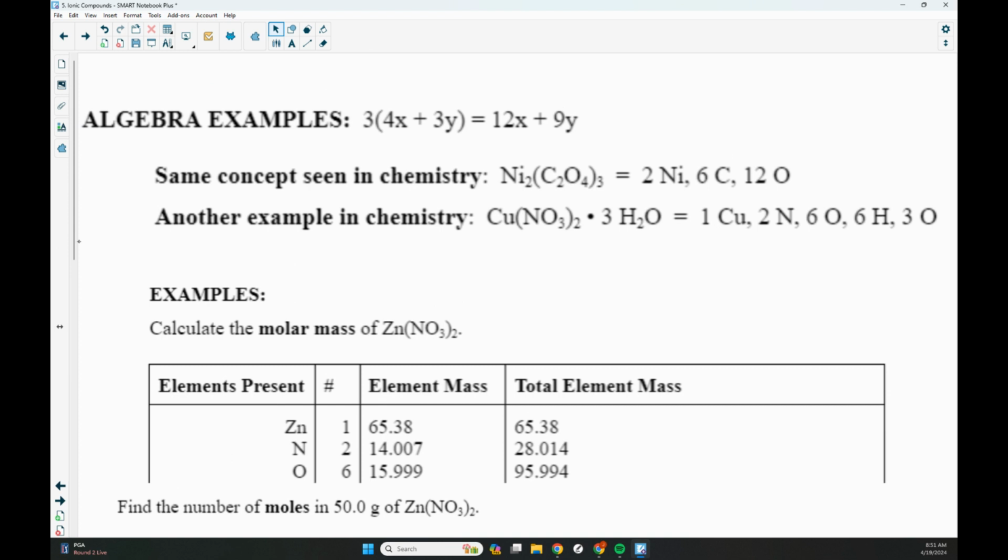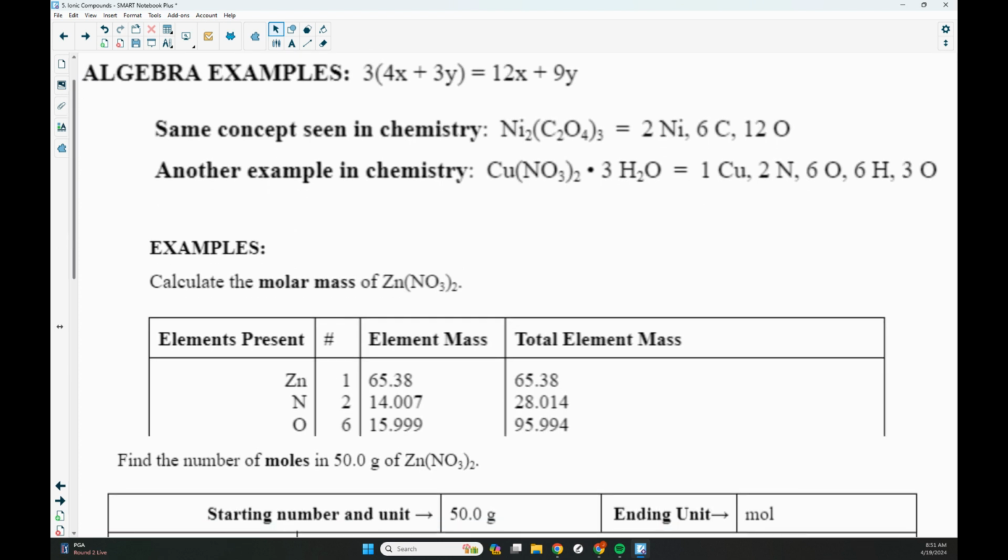Okay, so the basic concept is if you are looking at a compound, an ionic compound like zinc nitrate, the way that you figure out its molar mass is to add up all the individual components. So zinc nitrate has zinc in it, it's got nitrogen in it, and it's got oxygen in it. And notice that it's got 3 oxygens per nitrate. Okay, so we have to account for all that.